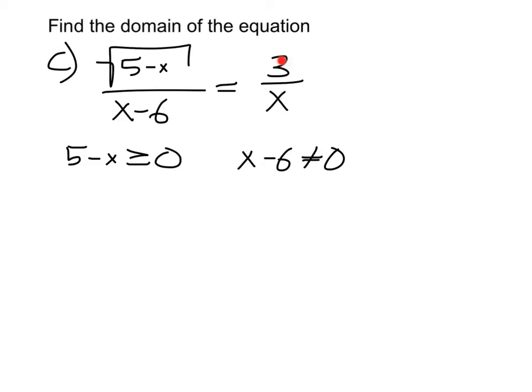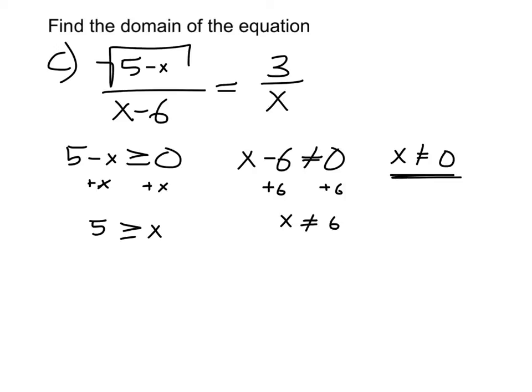Now, if I go over here to the right-hand side, I also have an x on the bottom of the fraction. So I also know that x cannot equal 0. Remember, when you're finding the domain, you have to look on both sides of the equation. Okay, so let's go ahead and solve this. I'm going to add x to both sides of the equation here, and I get 5 is greater than or equal to x, or in other words, x is less than or equal to 5. Okay, I'm going to add 6 to both sides of this equation, so I get x does not equal 6. And then here we have x does not equal 0. So there's 3 pieces that I need to be concerned about.